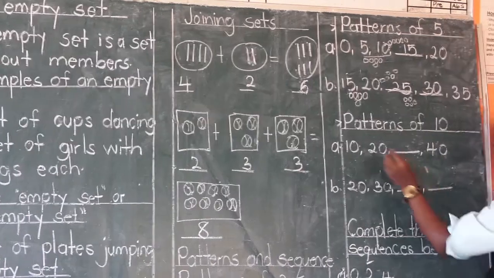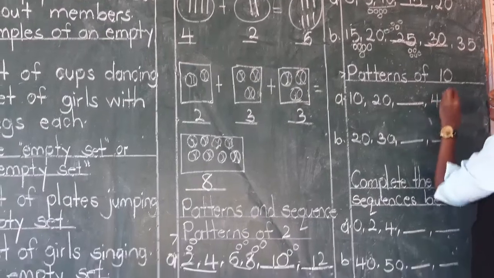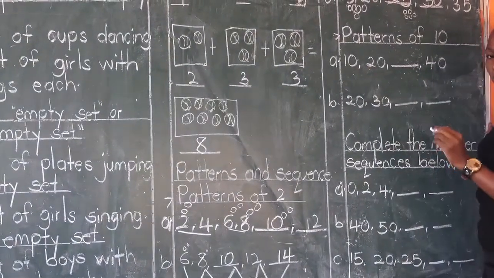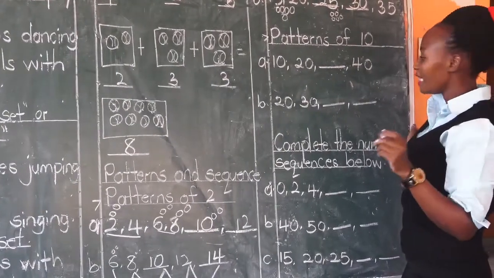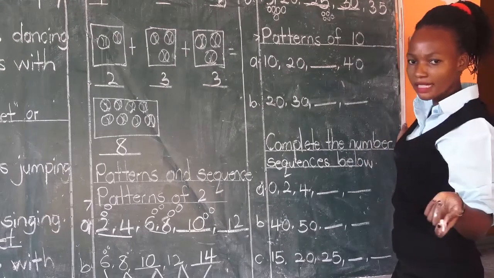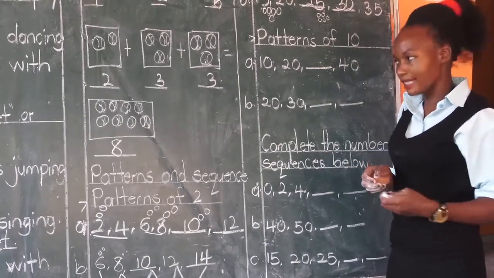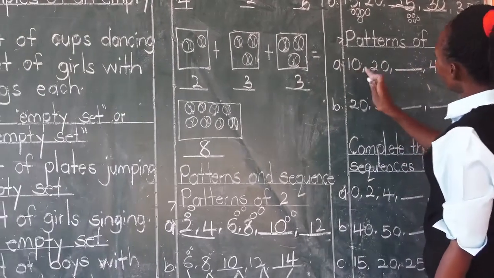Then let's look at patterns of 10. The reason why we are finding the difference between the two numbers next to each other is that sometimes they may not specify. They may just tell us to find the missing numbers, whereby we are the ones to find out how many they added. That's why we have to first find the difference.